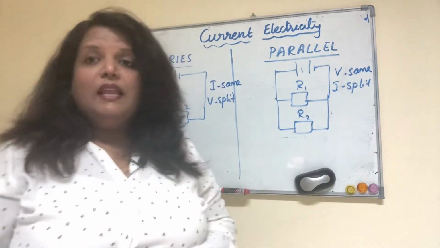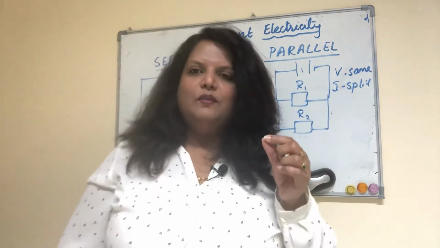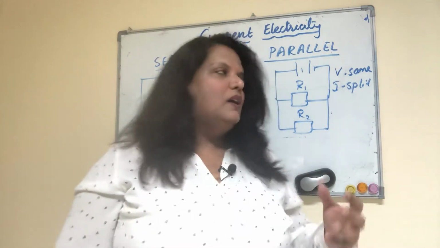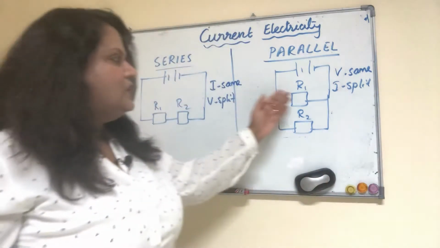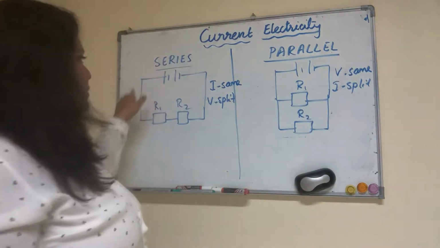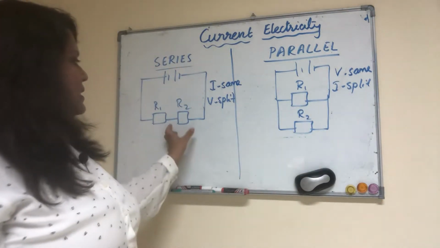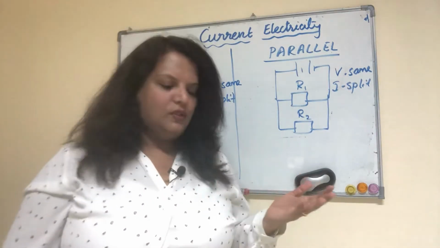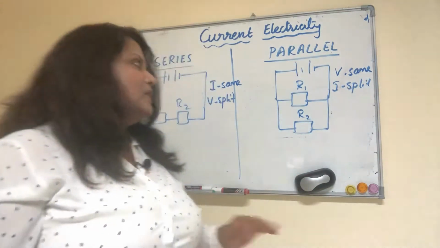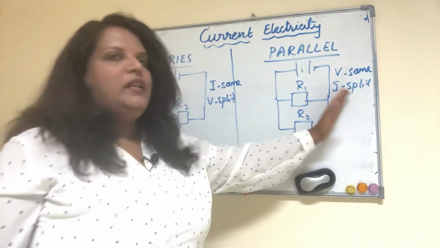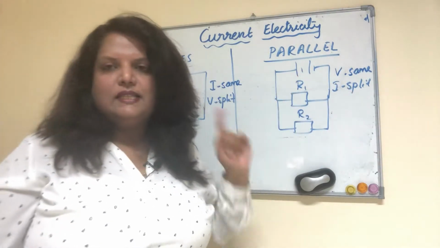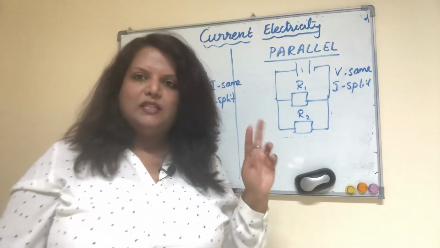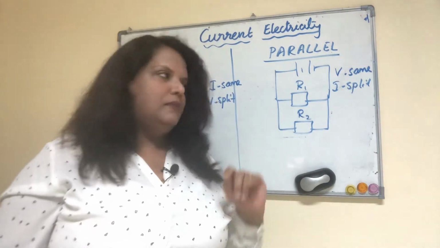Right. I've just written it in short, but when you're writing answers, you have to write it in an elaborate way. The current gets divided at the junction and so on. Here, in a series circuit, the current flow will be the same and the voltage will be split between the components. All right. Now that's about the properties you should remember. As I said, start from one point: series circuit, I is the same, V is split. Just the opposite for parallel.